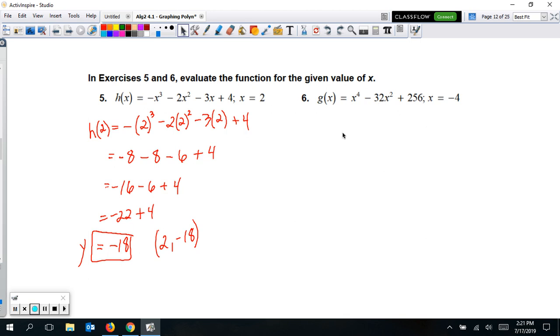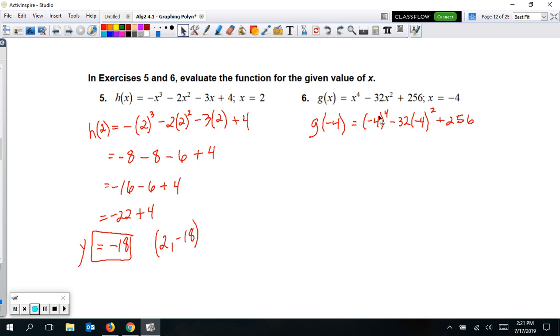Okay, so hopefully you finished and did 6. You have a number for the answer for this output. So we're going to now put negative 4 in here for x. So it's g of negative 4. That tells us we're going to plug in negative 4 for x. So it's going to be negative 4 to the 4th power, and then minus 32 times negative 4 squared, and then the plus 256 at the end.